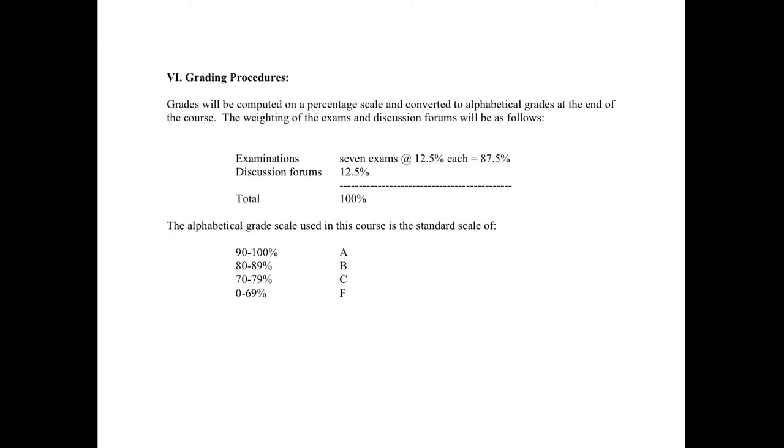The grading procedure, as we've already mentioned: there will be 7 examinations. Each one is 12.5% of your grade, and the remaining 12.5% will come from week 8, the discussion forums, for a total of 100%. So each exam is equally weighted. No exam is more important than the other. And then I operate on a 10 percentage point scale. To get an A, you have to have at least a 90% for the course.